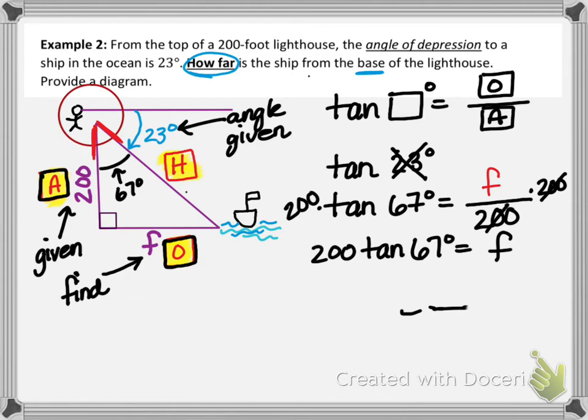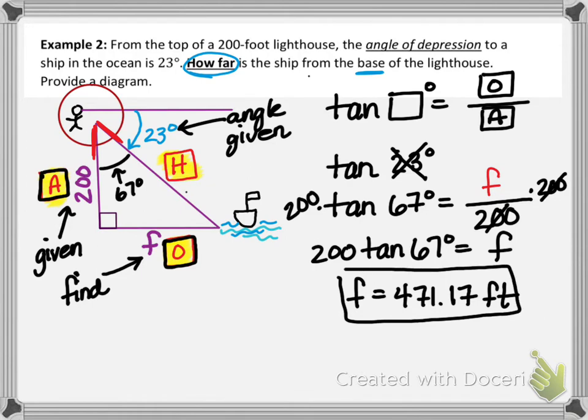So let the calculator do all the work. Type that out in the calculator. Again, reminding you that you must make sure your calculator is in degree mode. And we are going to choose to round to 2 decimal places. And there we go. 471.17 feet is the length of the distance from the base of the lighthouse to the boat.